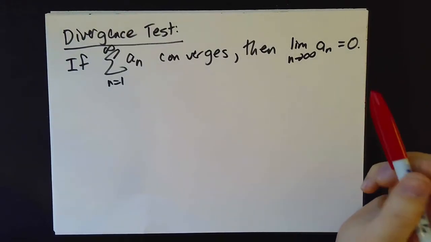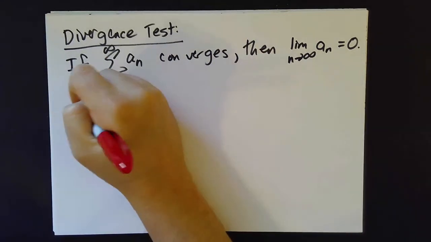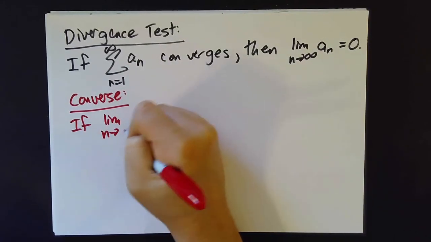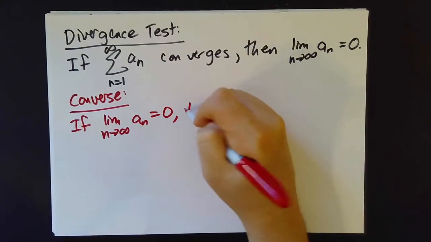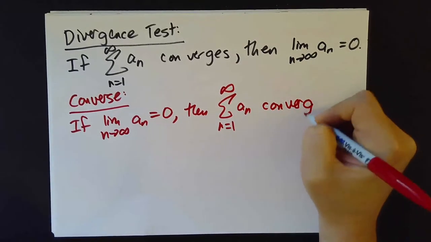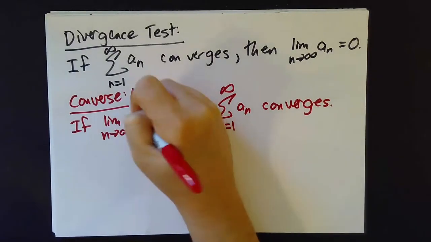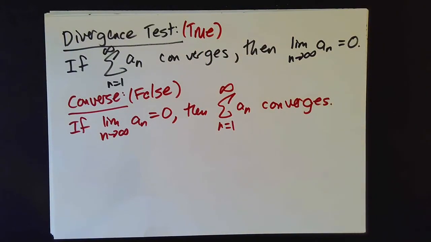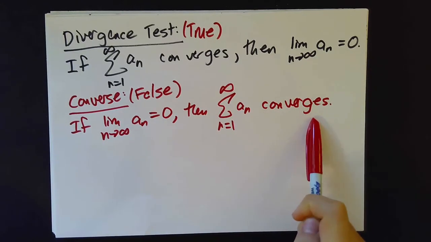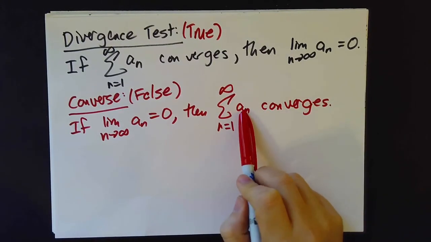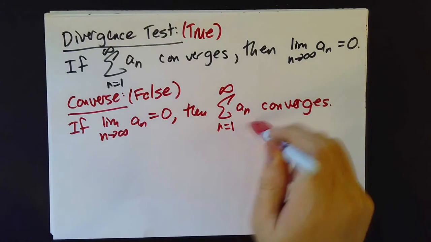Because if the converse of this statement was true, well, what is the converse? The converse of this statement is if the limit as n goes to infinity of a sub n is 0, then the series converges. If this were true, then all of those questions that were of the form, hey, here's the series, does it converge or diverge? All you would have to do is see whether the terms went to zero or not. Okay. But unfortunately, this converse is false.